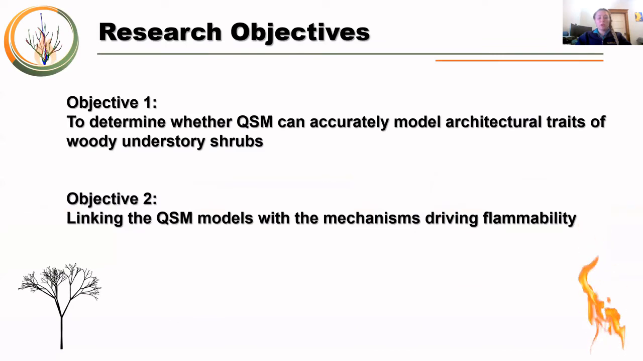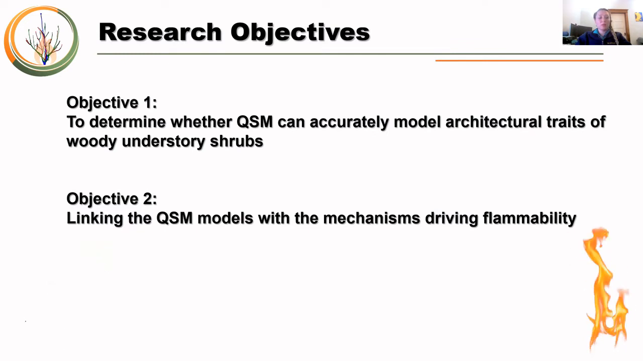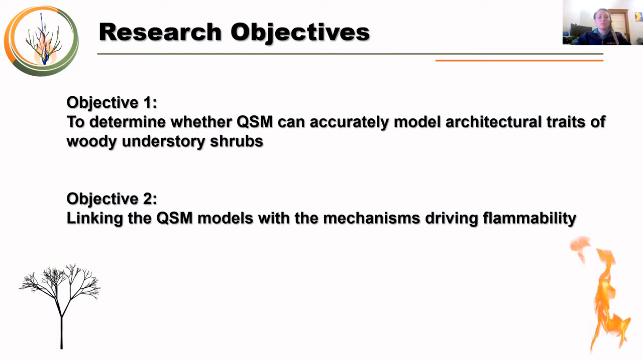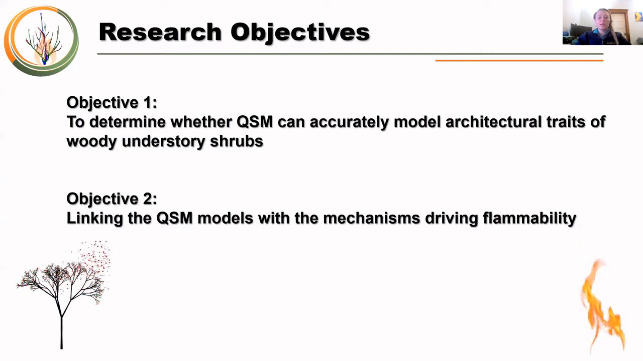So our first research objective is to determine whether QSM, these quantitative structure models, can be derived from the LiDAR data for shrubs specifically, and how accurately we can calculate and extract architectural traits from them, which then leads to our second research objective, which is a multi-step objective to see how species vary in flammability based on these certain flammability components, and then link these back to the QSM-based traits.